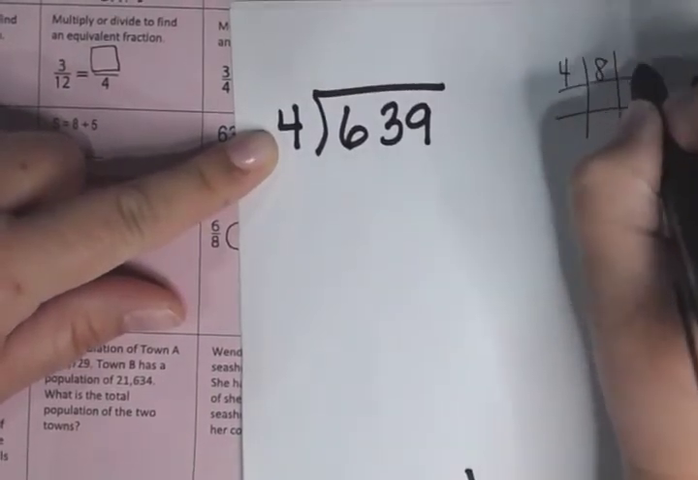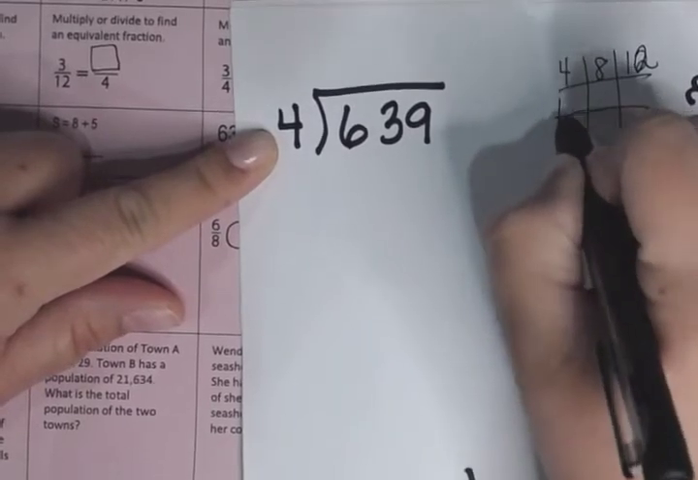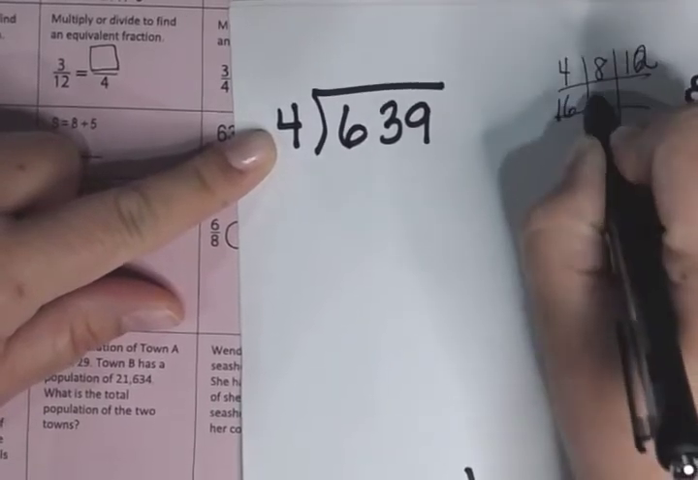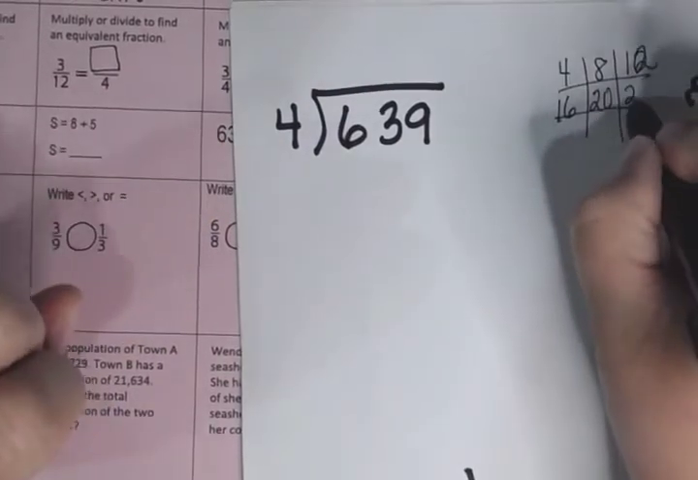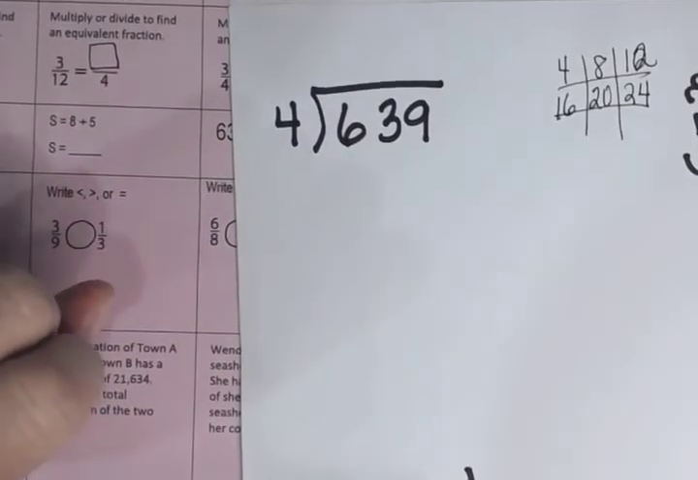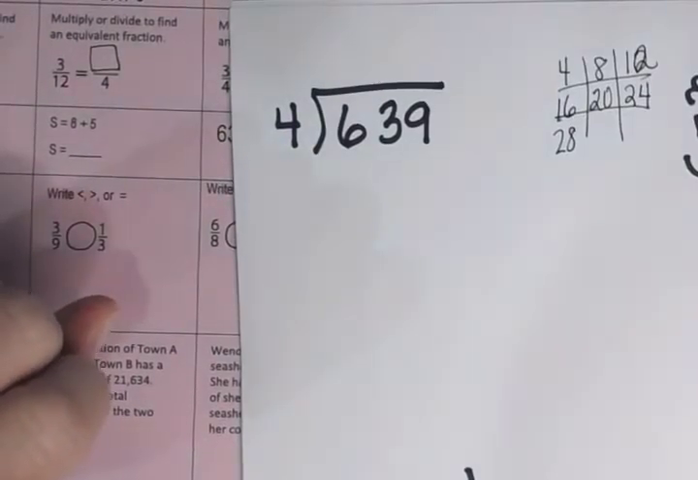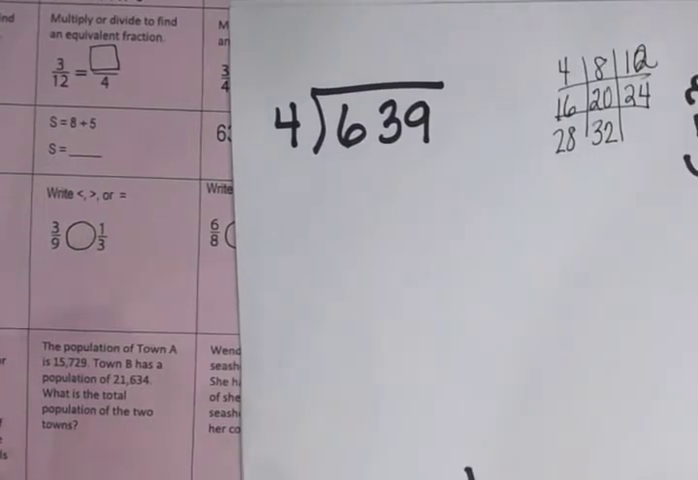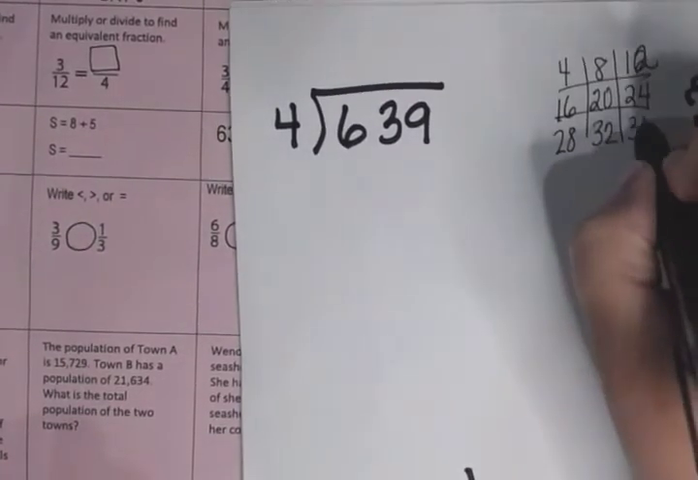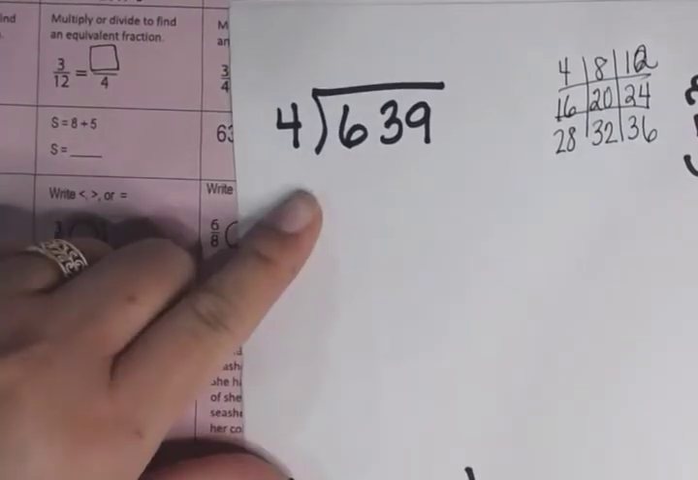4, 8, oh not 10, 12, 16, 20, 24, 28, 32, and 36. Now we can use that to divide.